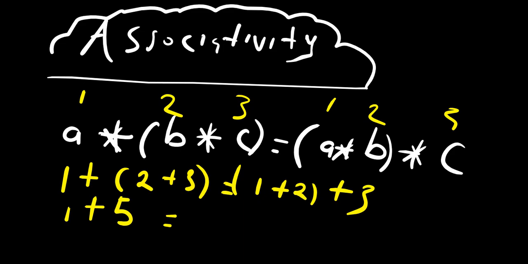So you've got 1 plus 2, that is a 3, plus 3. Now 1 plus 5, that is 6. 3 plus 3, that is 6. So you're able to see that addition is associative. The same also applies to multiplication. However, I must make mention that subtraction and division are not associative.